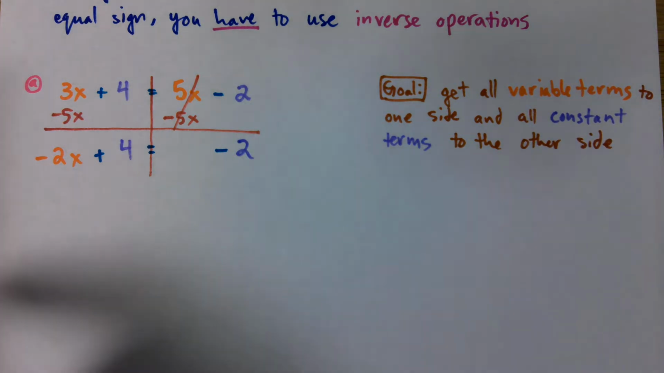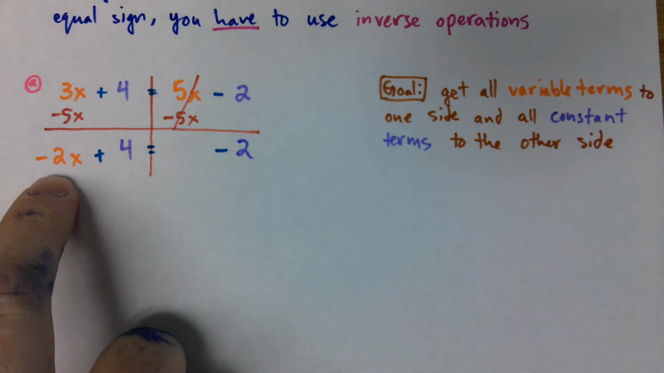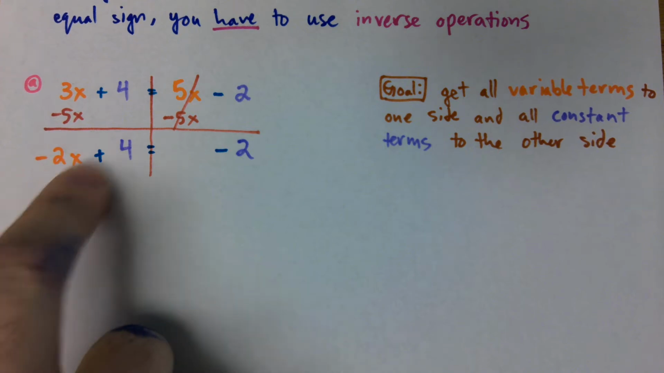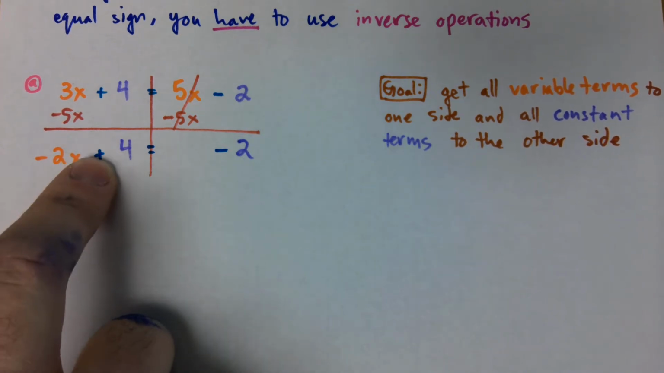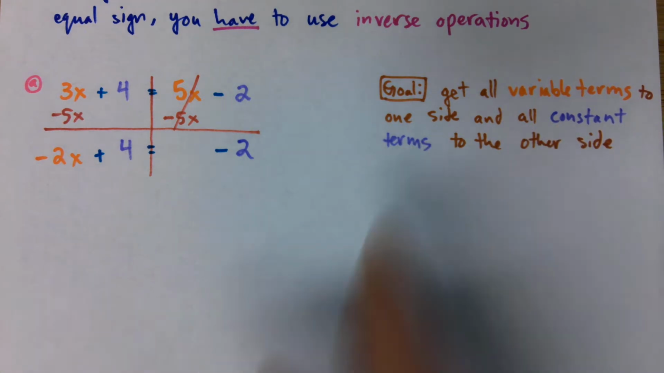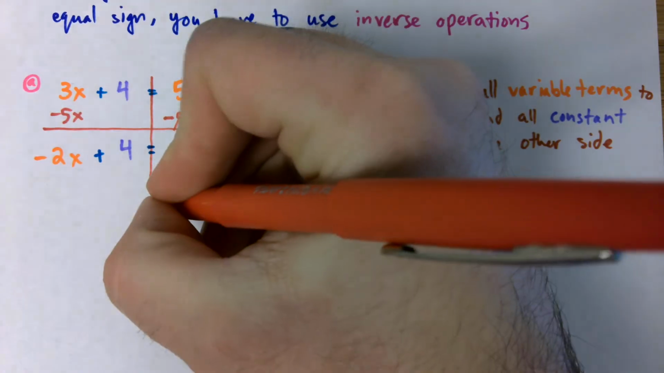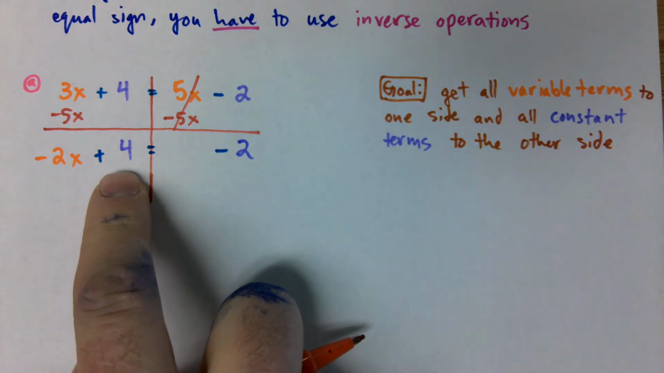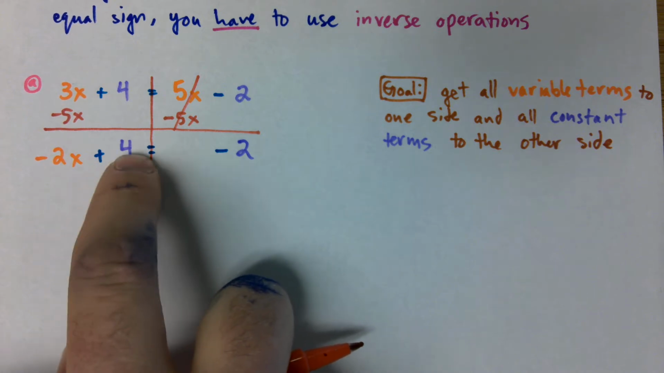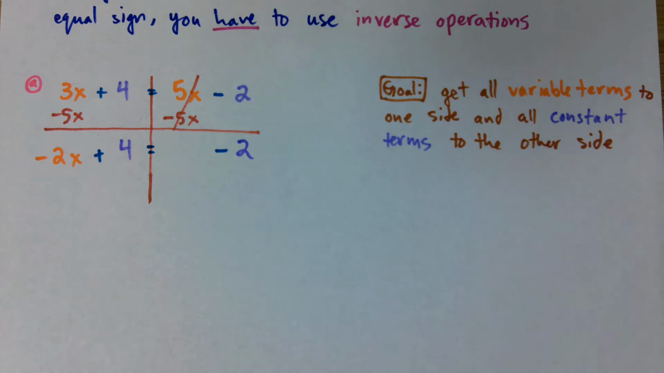Okay, perfect. So, we've got all our variable terms over onto the left-hand side. See how all of our orange terms, there's only orange on the left? That's good. We're halfway done with what we need to do. But now we have to get all of our purple constant terms over to the other side of our equation. We're going to do that once again by using inverse operations on the plus 4. How come we're not going to do inverse operations on the minus 2? Why did I decide to choose the plus 4?